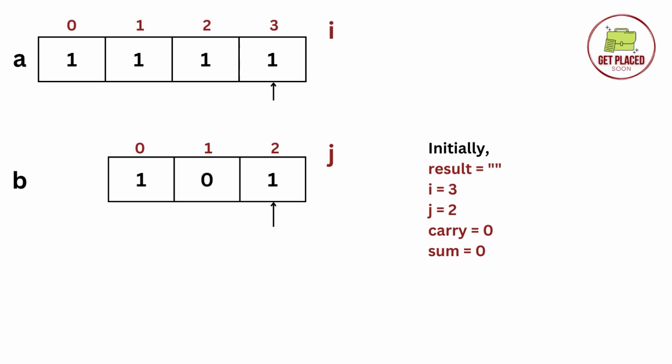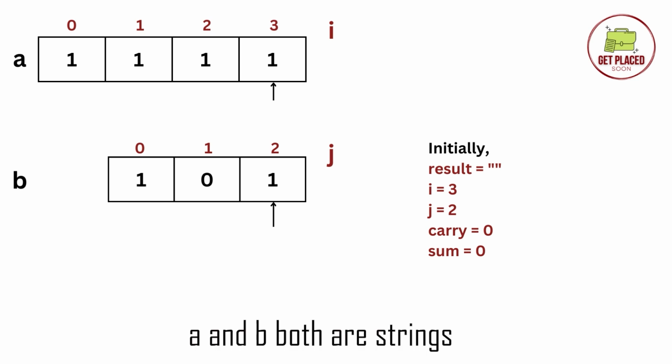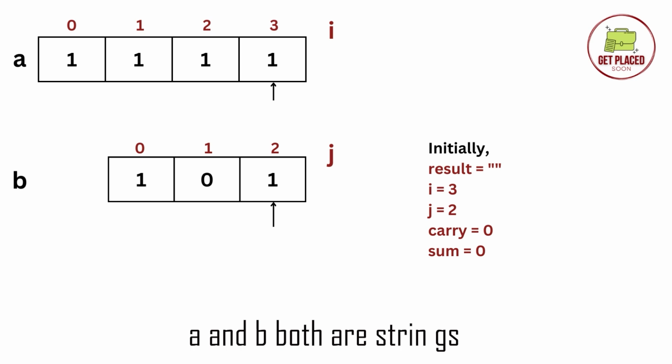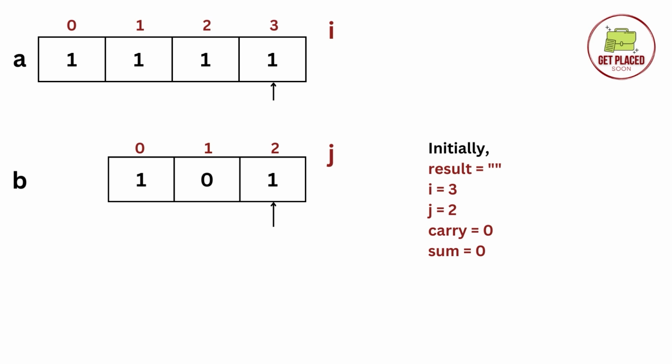Getting started with our approach, I just wanted to mention that A and B both are strings. For your understanding, I have placed a rectangle and I'm showing it to you as an array, but this is not an array, it is a string. Always remember, when the inputs A and B are given, they are not necessarily the same length. So A might have a different length and B might have a different length. So while we are looping, the indices will change. That's why for A, let's keep I as index, and for B, let's keep J as index.